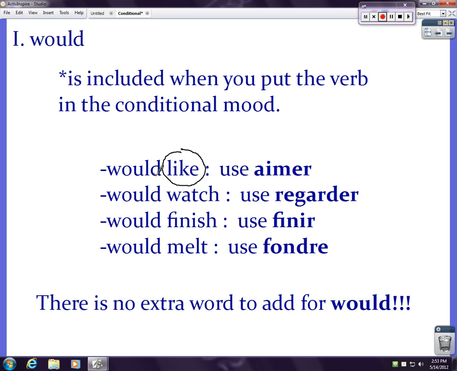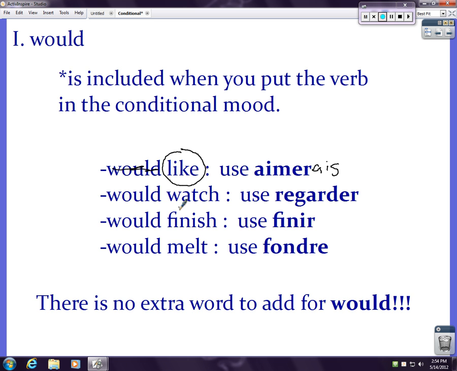So if you wanted to say I would like a cheeseburger, you ignore would and you go right to like, which is aimer. So j'aimerais un cheeseburger is I would like a cheeseburger. You just put the ending on the end of the infinitive.